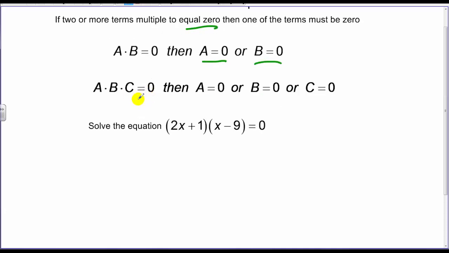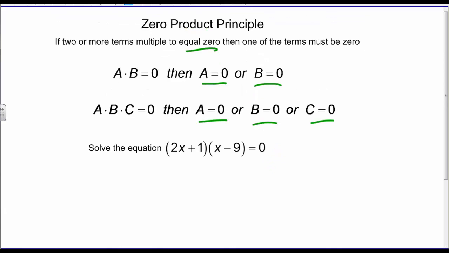Likewise, if I have three terms multiplying together to equal 0, then either a's got to equal 0, b's got to equal 0, or c's got to equal 0. One of those three. They could all equal 0, but one of them has to be that case. This is only going to be true when I have a multiplication of terms equaling 0.